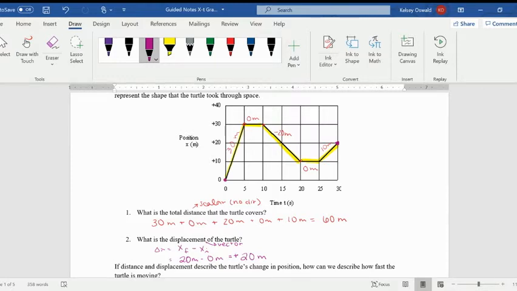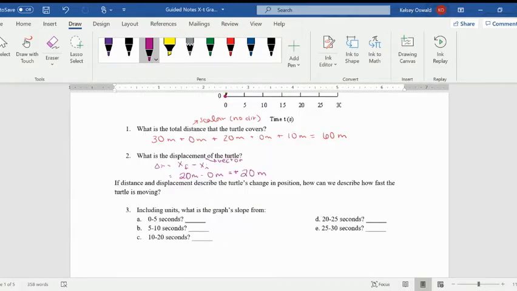So even though he traveled a total distance of 60 meters, he only ends 20 meters in front of where he started. So our displacement for the turtle is only going to be 20. Use the words distance and displacement to describe the turtle's change in position. How far is it moving? Then how can we describe how fast the turtle is traveling?